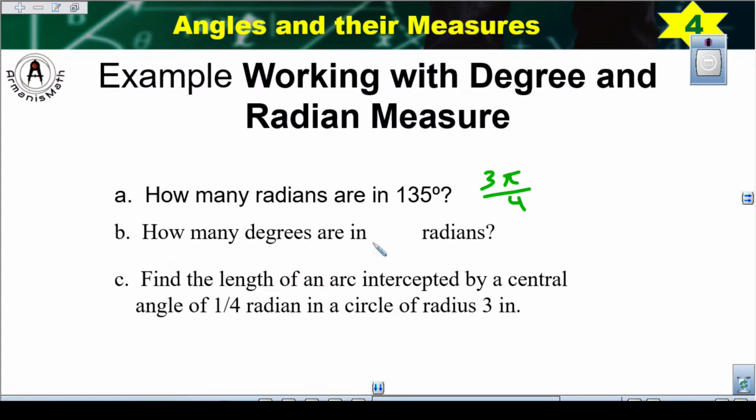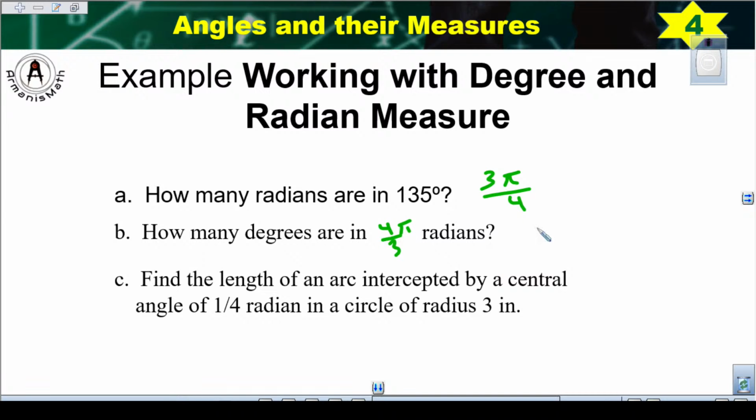How many degrees are in, let's say, 4 pi over 3? How many degrees are 4 pi over 3? What is 4 pi over 3? Does anybody remember? You cut your pi into 3 parts. 180 divided by 3. Yeah.